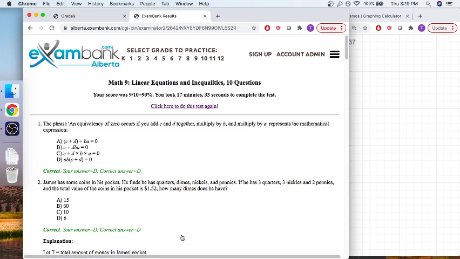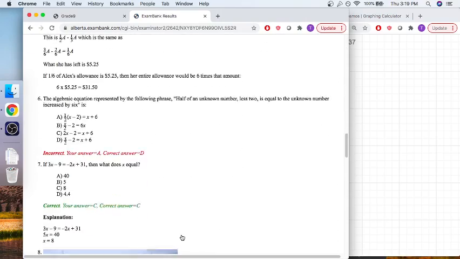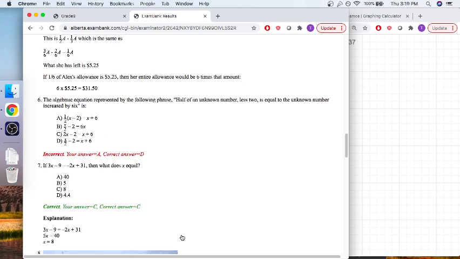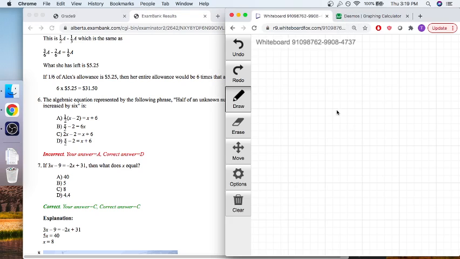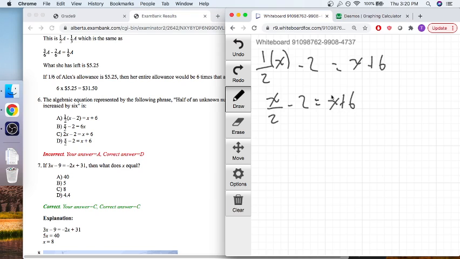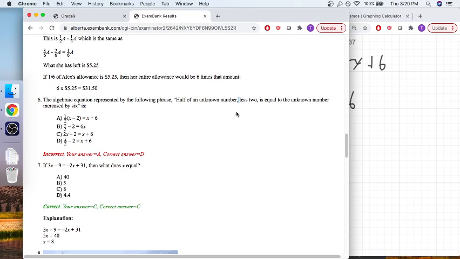Okay, so let's submit. We got one wrong, really. The algebraic equation represented by the phrase: half of an unknown number less 2 is equal to an unknown number increased by 6. So what they did is they're using the commas as breaks. So they did half of x, comma, minus 2 equals x plus 6. So if we multiply this out, it's going to be x divided by 2 minus 2 equals x plus 6. Okay, so it's that comma that I missed there.